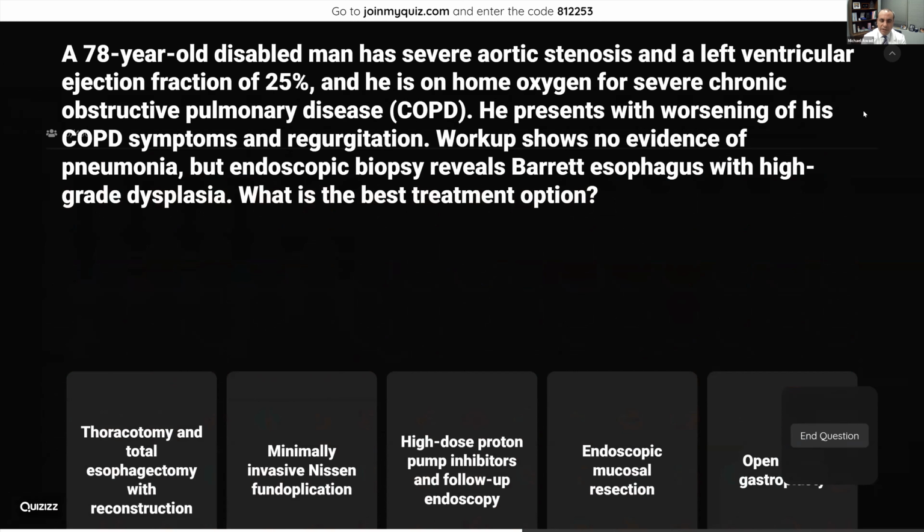All right, next question. A 78-year-old disabled man has severe aortic stenosis and a left ventricular ejection fraction of 25%. He is on home oxygen for severe COPD. He presents with worsening of his COPD symptoms and regurgitation. Workup shows no evidence of pneumonia, but endoscopic biopsy reveals Barrett's esophagus with high-grade dysplasia. What is the best treatment option? Thoracotomy with total esophagectomy and reconstruction, minimally invasive Nissen fundoplication, high-dose proton pump inhibitors and follow-up endoscopy, endoscopic mucosal resection, or open gastropexy?